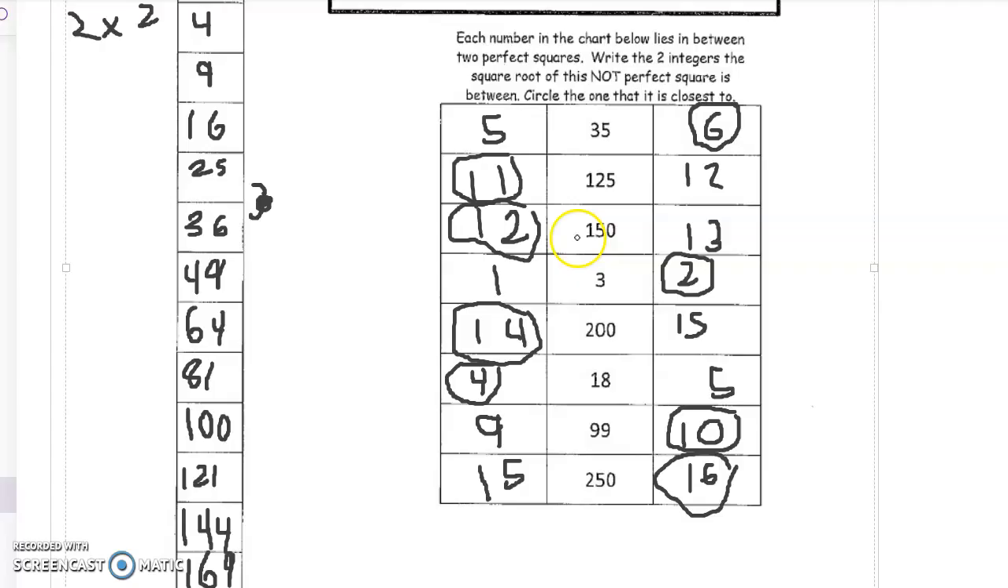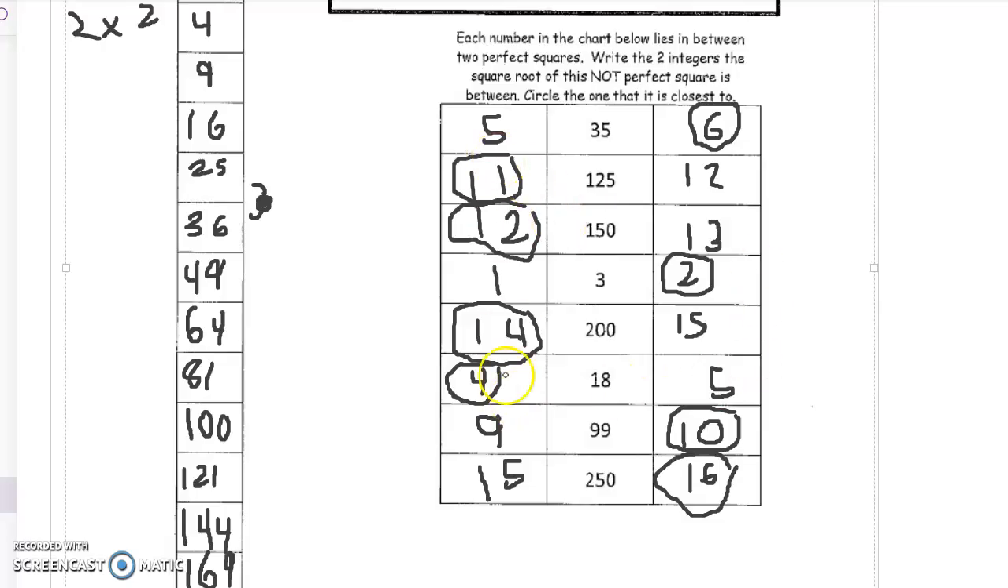Going forth with the rest of these, we had 11 and 12. 11 is closer. 12 and 13. 12 is closer. 1 and 2. 2 is closer. 14 and 15. 14 is closer. 4 and 5. 4 is closer. 9 and 10. 10 was closer. And 15 and 16, with 16 being closer. Again, just going to restate this.